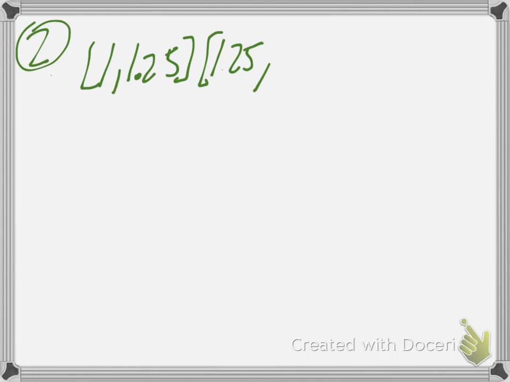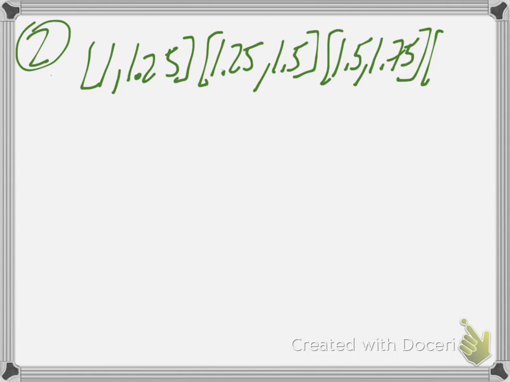Okay, so we're going to do 4 sub-intervals. So we're going to go from 1 to 1.25, 1.25 to 1.5, from 1.5 to 1.75, and then 1.75 to 2. And we're going to do this using trapezoids.